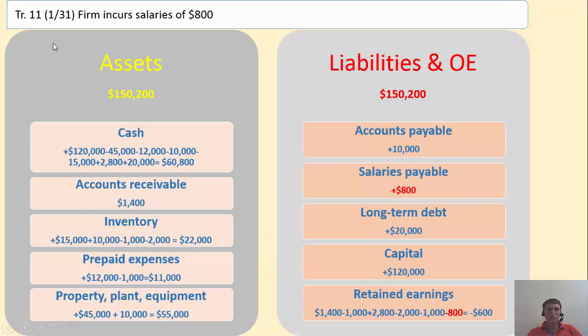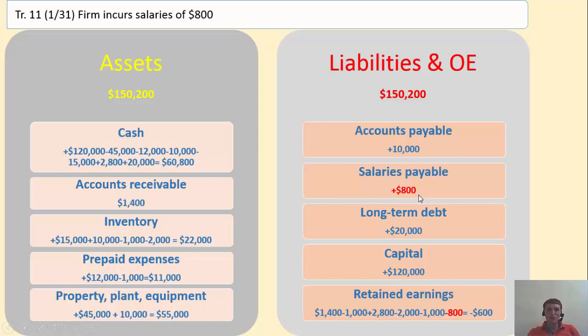Transaction 11. Firm incurs salaries of $800. This happens at the end of the first month of the work of the company. Again, before the company can produce any financial statements, it has to make sure it recognizes all its expenses. And one of these expenses is the salaries expense. In this case, the company figures out that it owes its employees $800 for the work they performed during this month, the first month of its operation. It hasn't paid that amount yet, so it doesn't have to reduce cash for it. Instead, it records it as a liability, as a commitment to its employees, increasing salaries payable by $800.